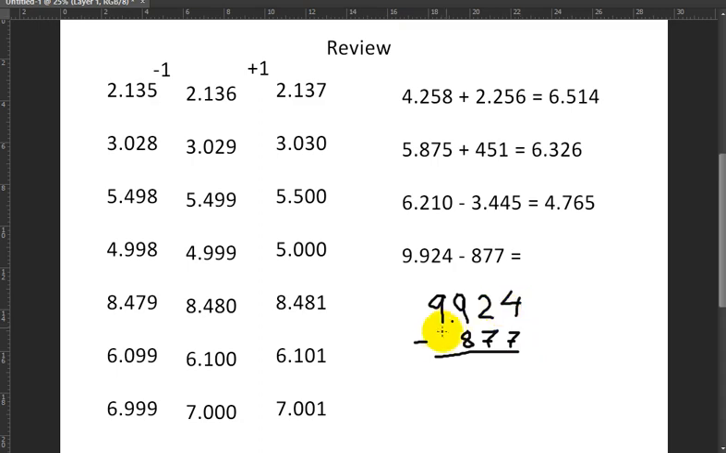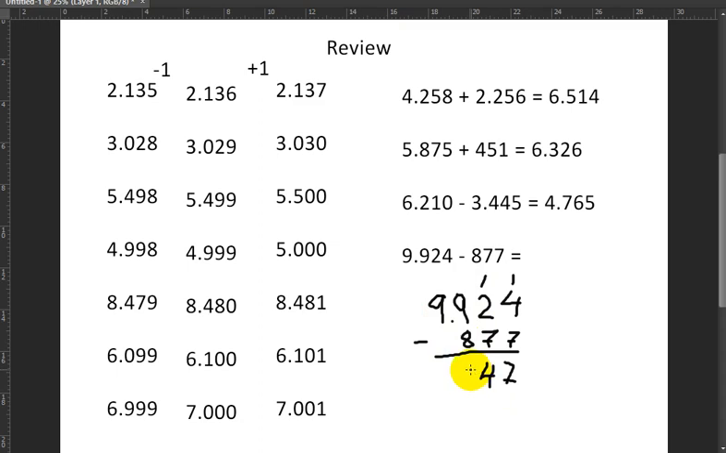I start by doing 4 minus 7, which I can't do, so I do 14 minus 7, which makes 7. I return what I borrowed here, becomes 8, and I say 2 take away 8. Can't do 2 take away 8, so I do 12 take away 8, which makes 4. I return this down here, and the 8 becomes 9.